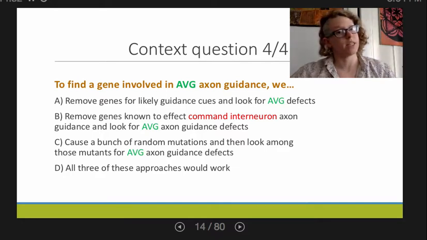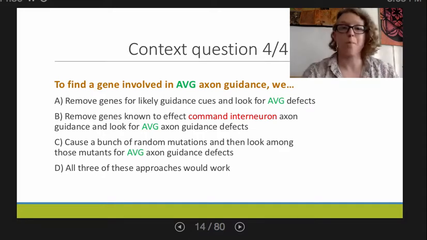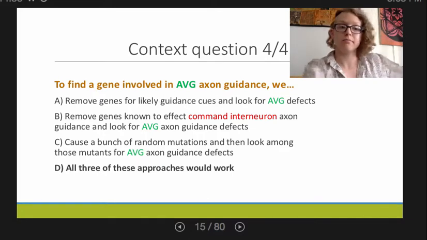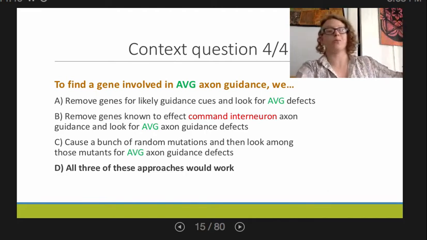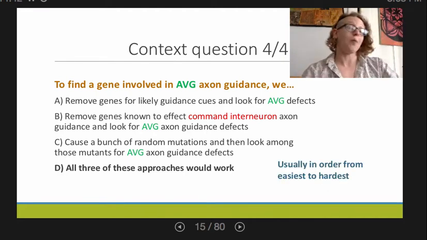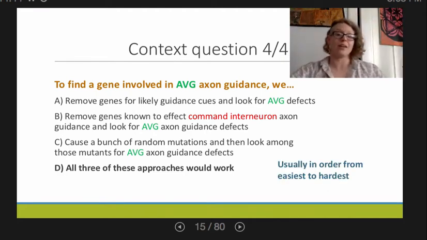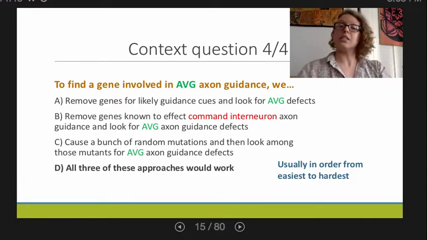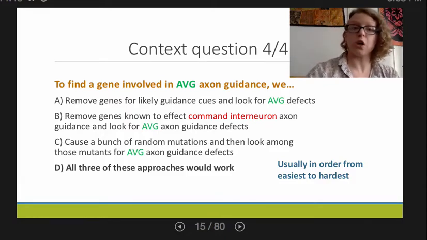Okay, pause it, give it a think, give it a look, come back. And we're back. All of those approaches would work, and we use all of them. I'm going to talk about them all in the next slide. We go from easiest to hardest because researchers are lazy.